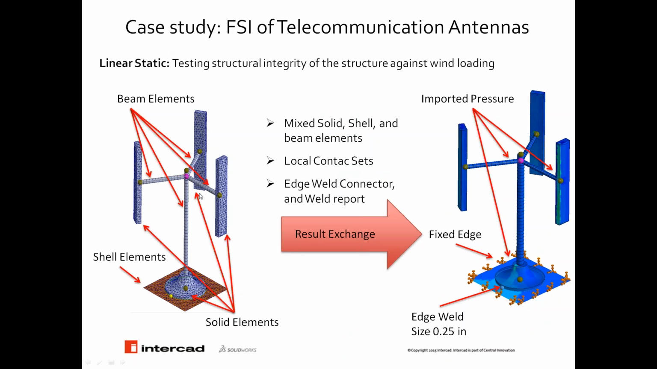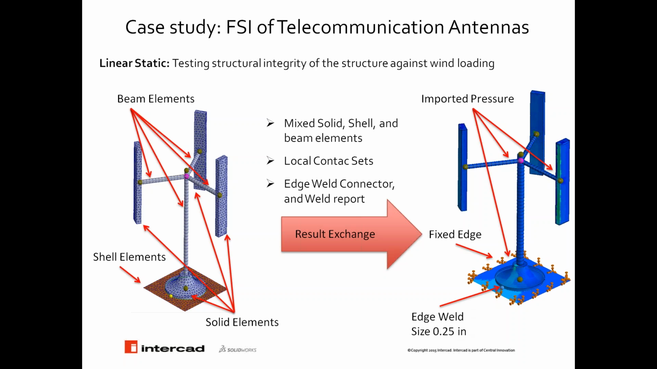Well, as you can see in the picture, we have different components: beams on these connector types, solid on the antenna model, and also a shell the whole thing is fixed on. We are introducing solid, shell, and beam elements, also bringing the importance of having local contact sets and different connector types such as the edge weld connector, and how we can see the result. In this case study, imported pressures are coming from the fluid side. We have a fix on the shell here, and we have the edge weld with a size of 0.25 inch, which is connecting this shell to that revolve component.